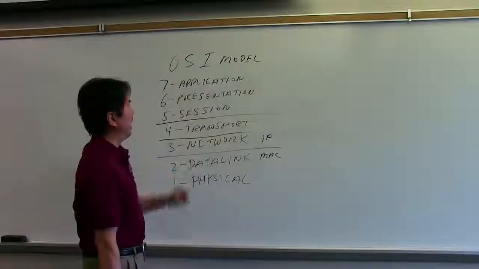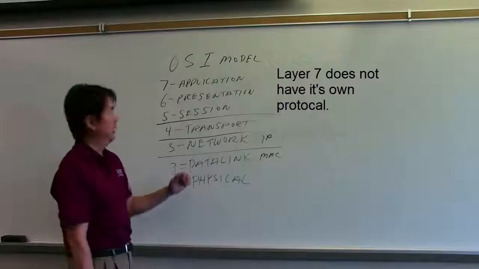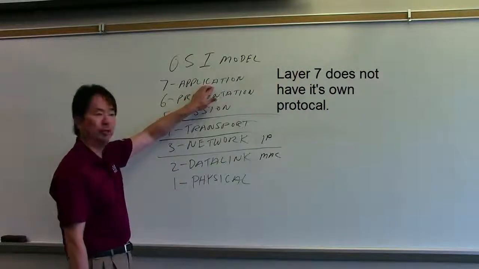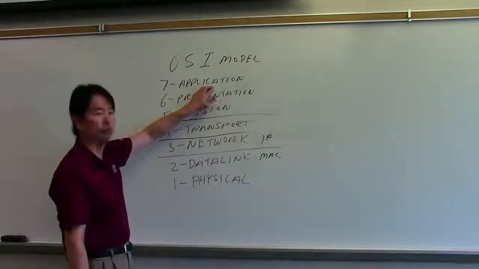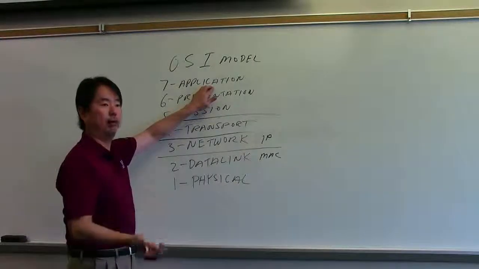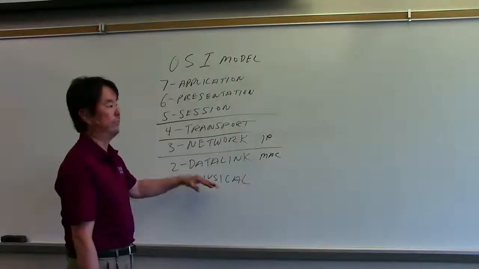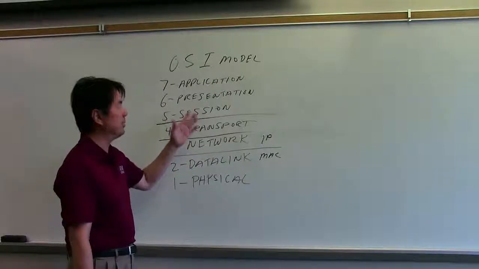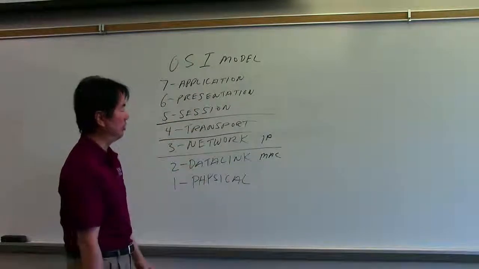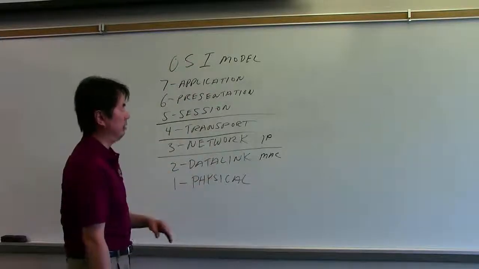And a question that is out there: what layer does not have its own protocol? Layer 7. That is a question you see all the time. And the reason why is because layer 7 is what calls a protocol. When you do email, it calls the email protocol. When you do web page, it does the web page. So if you ever get a question that says what layer does not have its own protocol, it's layer 7. Everybody else has a protocol on there. And so that's pretty much the basis of the OSI model.